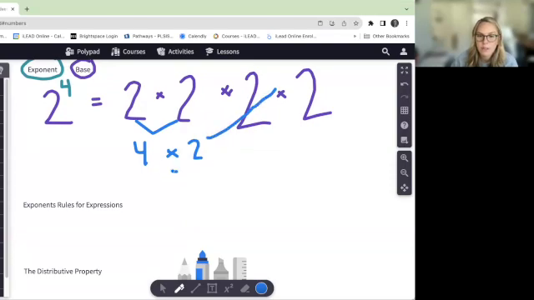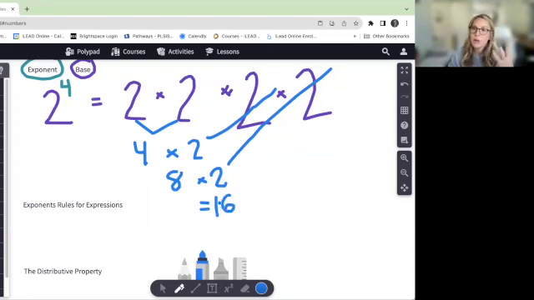4 times 2 is 8. Add the last one on. So this 2 comes from that guy right there. 8 times 2, 16. So if you had to answer, what is 2 to the 4th, or what is 2 to the power of 4? Boom, 16.